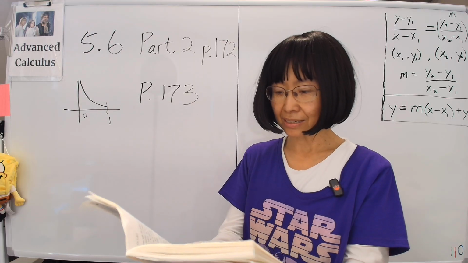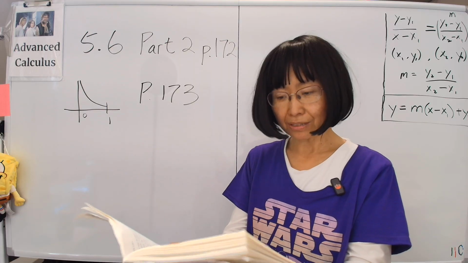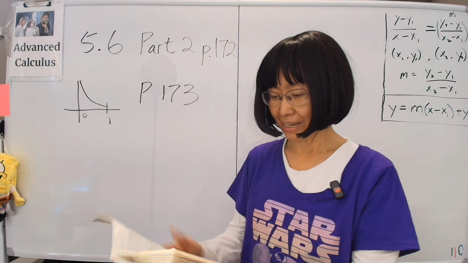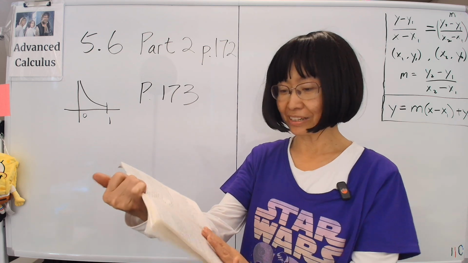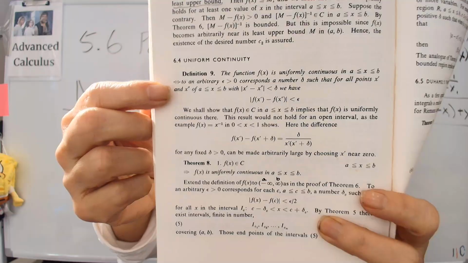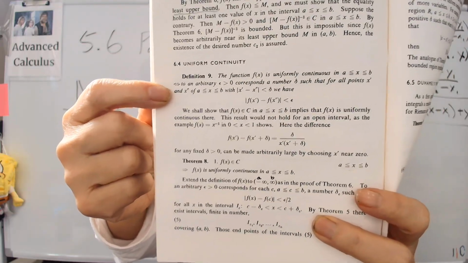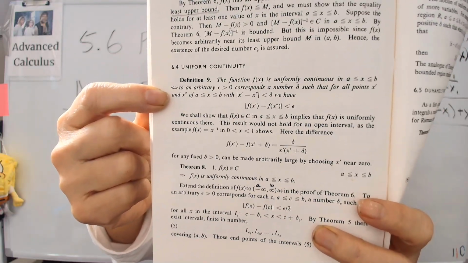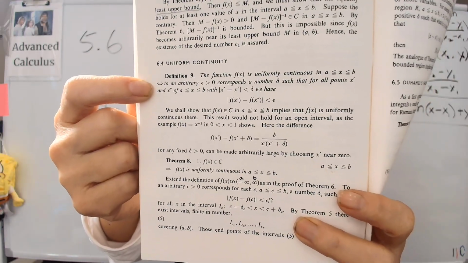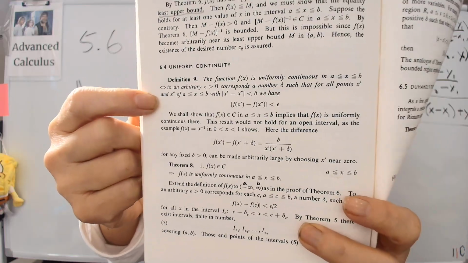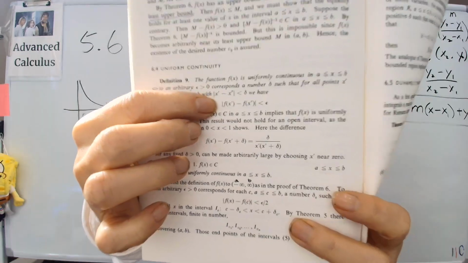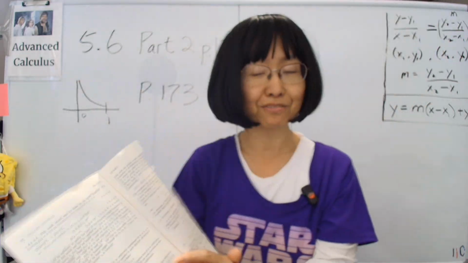The next sentence: let epsilon be an arbitrary positive number and let delta be the number which corresponds to it according to definition 9. What does that mean? Well, it says following definition 9, so we're going to read definition 9 again. Definition 9 says, for uniform continuity, the function f is uniformly continuous in the closed interval, meaning given any arbitrary epsilon bigger than 0, there is a delta such that all points that are within delta of each other will have function values that differ by less than epsilon. Okay, that's the definition of uniform continuity.